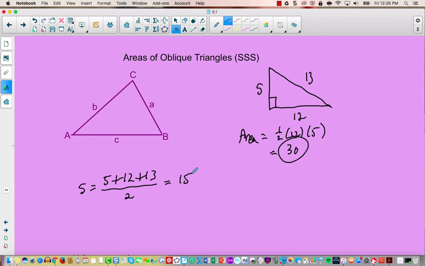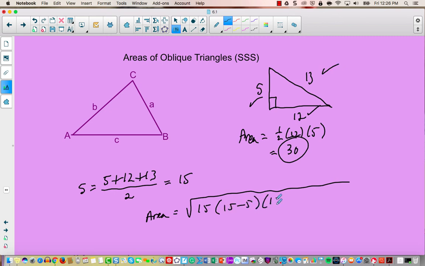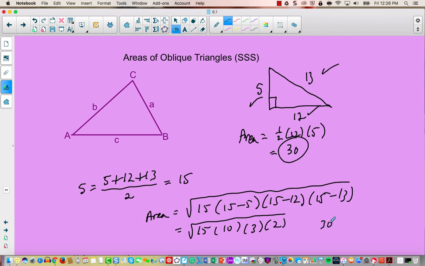Well, then I'm going to claim that the area of this triangle can be found by taking the square root of that S times S minus each of the three sides of the triangle in turn. 15 minus 5 times 15 minus 12 times 15 minus 13. And you can work this out with me. It's 15 times 10 times 3 times 2. And it's not too hard to see that that turns out to be 30 also.